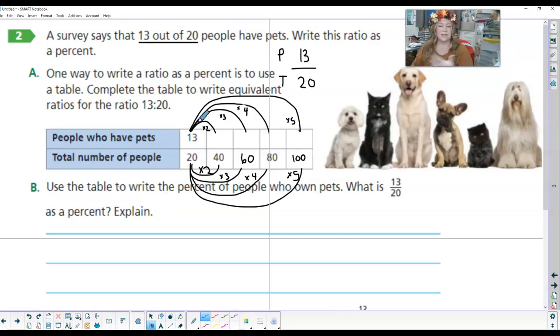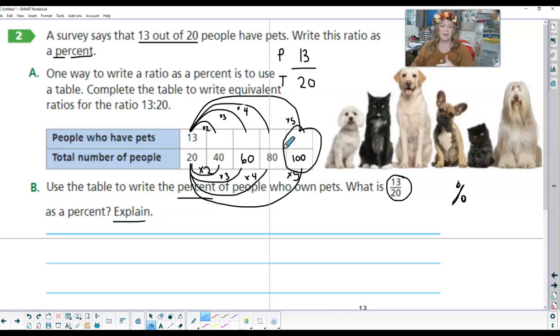So now we're going to use this information from our tables, make sure you've multiplied those all out, to write the percent of people who own pets. So 13 out of 20 is what percent? Now remember, percents, the word percent means out of 100. The symbol can help us remember 100. So I want to come to the one that has 100. This number right here is my percent because it's out of 100.